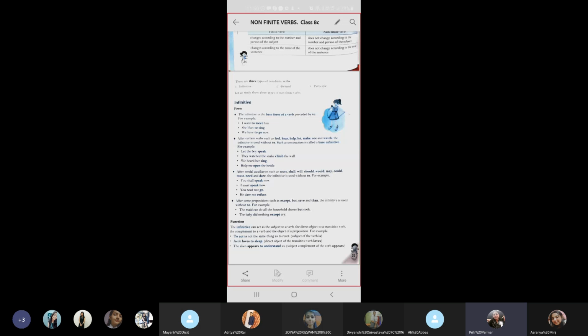And in that sense, we know non-finite verbs are of three types: infinitives, gerunds, and participles. So, we are first dealing with infinitives, which you can easily recognize in a sentence when you see a verb, and before that verb, if you see to written there, it helps you to find out, yes, this is an infinitive. Okay. So, one form of recognizing an infinitive is that the basic verb is given and to is added before it.